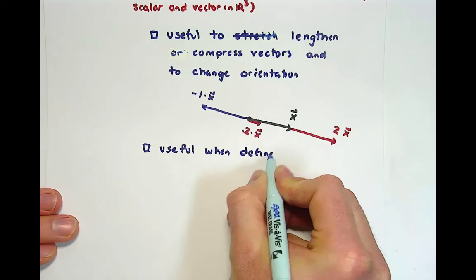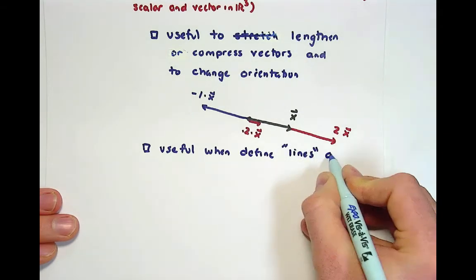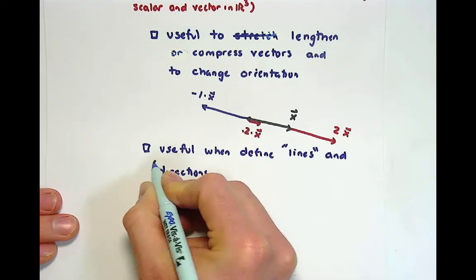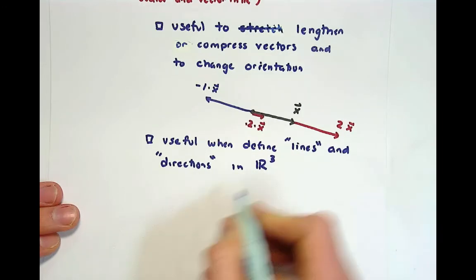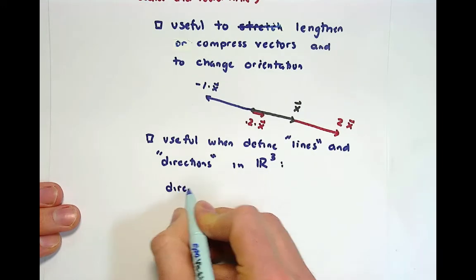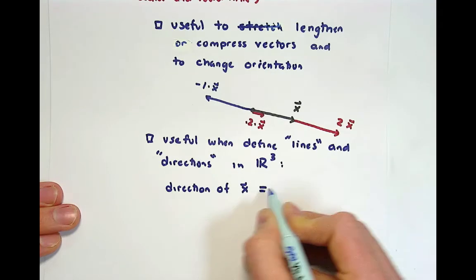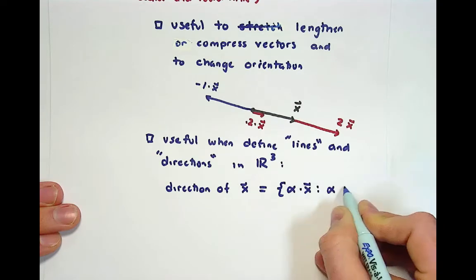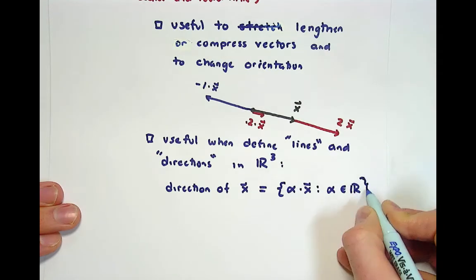And then the other thing that I want to say is scalar vector multiplication is also super useful when defining lines and directions in R3. Remember that the direction of a vector x is the set of all scalar multiples times x. This is going to come back over and over and over again.